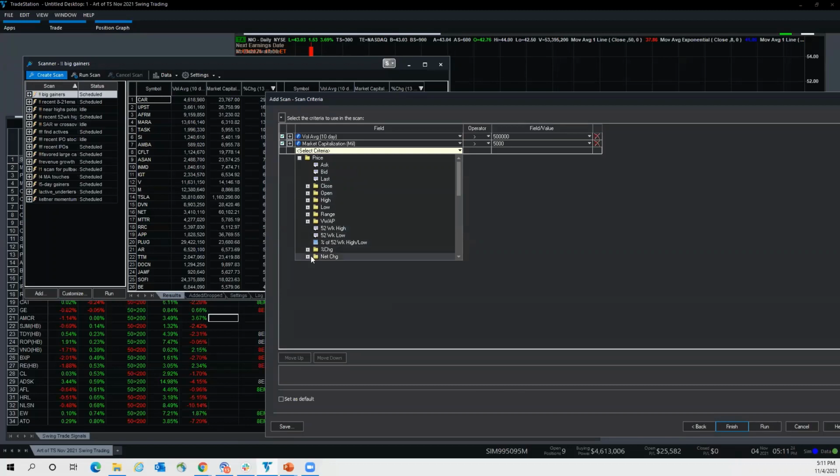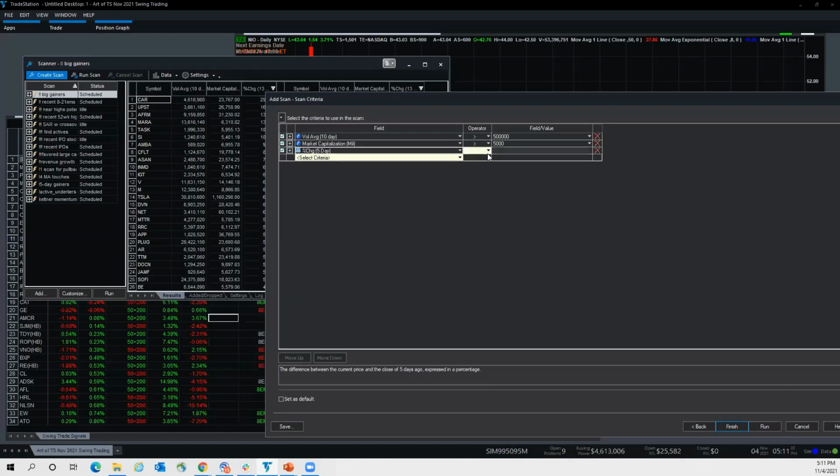And then percent change 5D less than 5. The reason is if a stock is up more than 5% in the last 5 days, it probably hasn't pulled back, so it's not what we're looking for in a swing trade. Maybe it's up 2% and it's a potential swing trade. So we don't want to just say it has to be negative, but we want it to be less than the value 5.